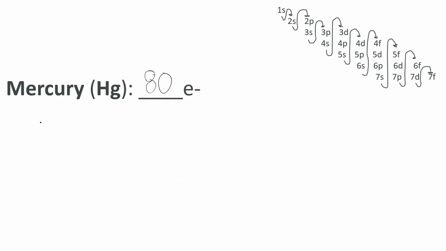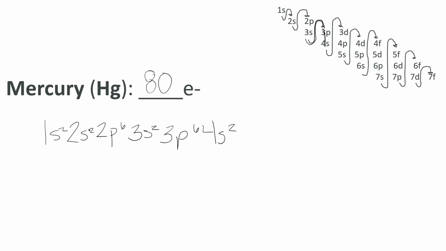So, starting with 1s2, 2s2, 2p6, 3s2, so I'm right here. I go back up, 3p6, and I go down, 4s2, and I'm going to check. 2 plus 2 is 4, plus 6 is 10, plus 2 is 12, plus 6 is 18, plus 2 is 20. So I'm going to write a little 20 up here. I still got 16 more to go.